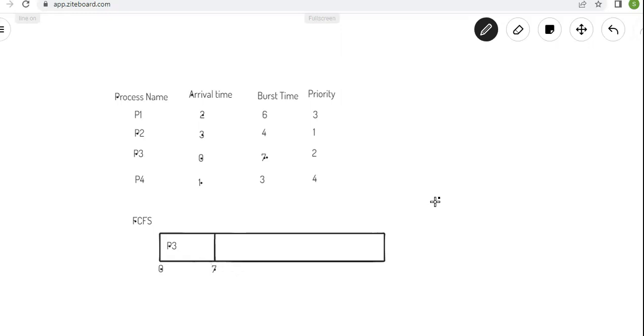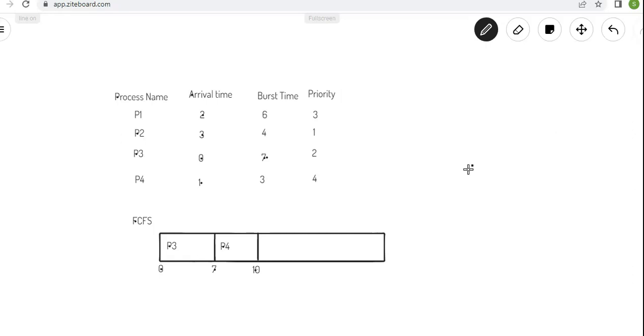Then we have to consider the next arrival time. The next process which is going to come first after P3 is P4. So we will schedule P4 next. And we know the burst time of P4 is given as 3. So 7 plus 3, automatically here we will note it as 10. So that is the second process that has been scheduled.